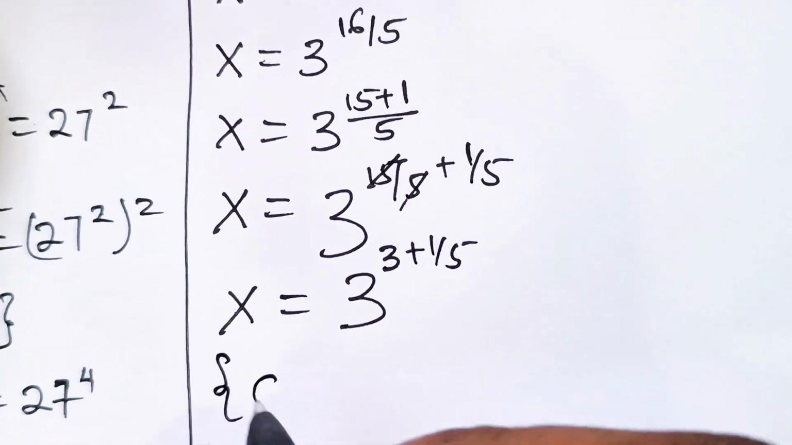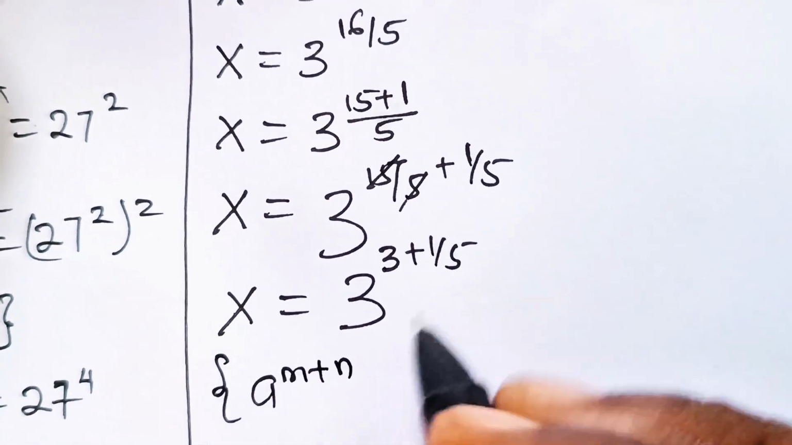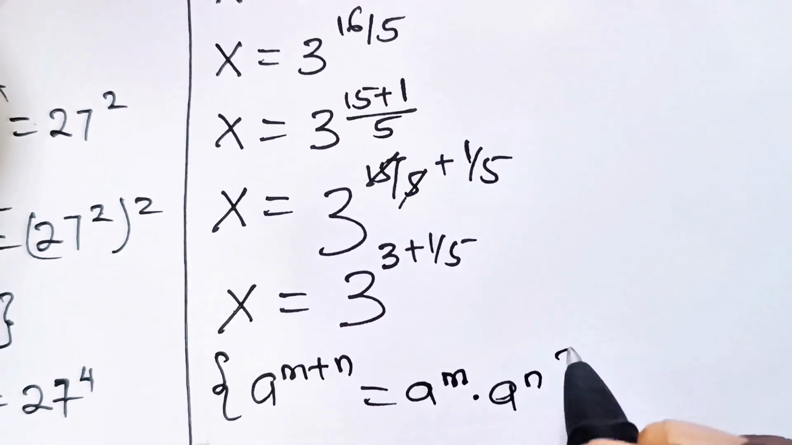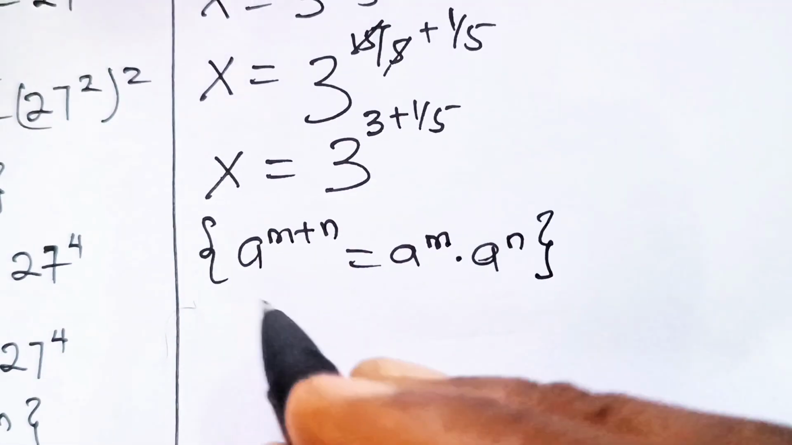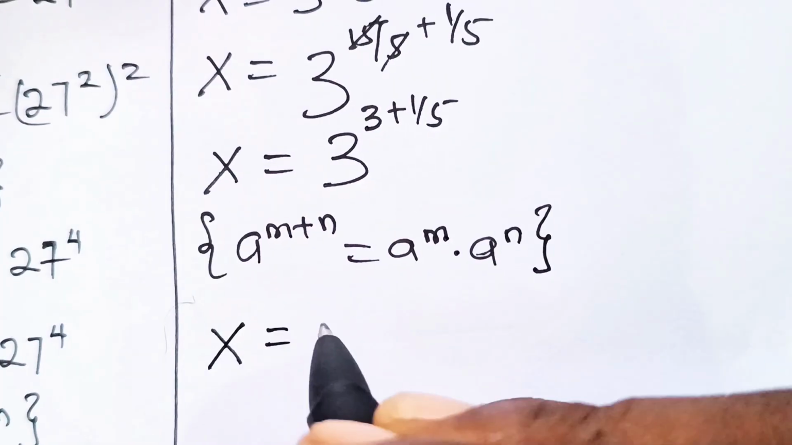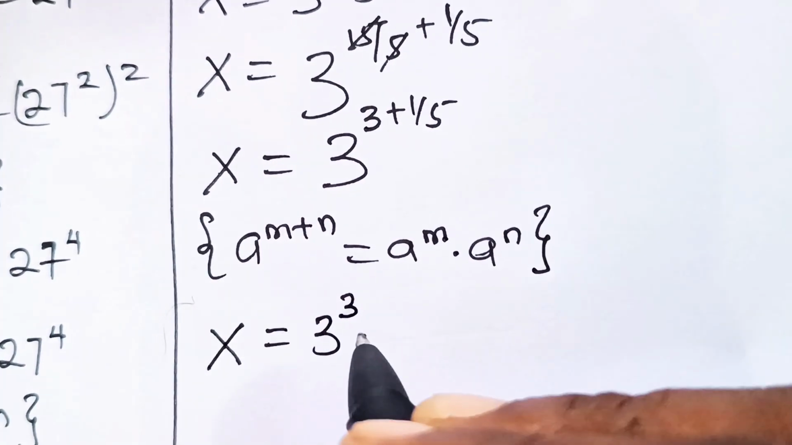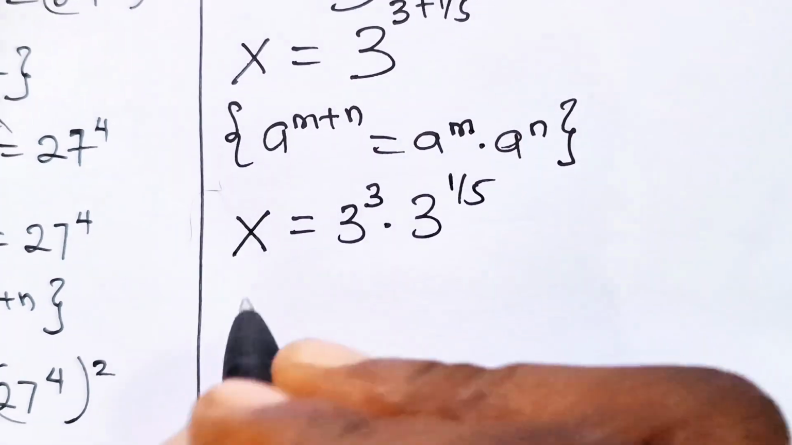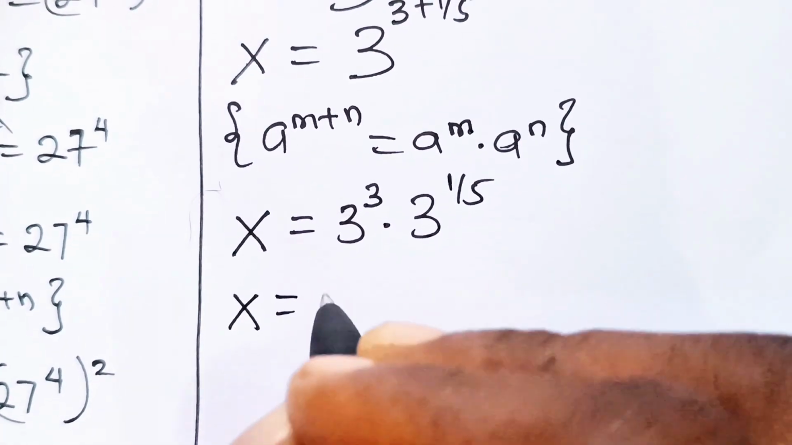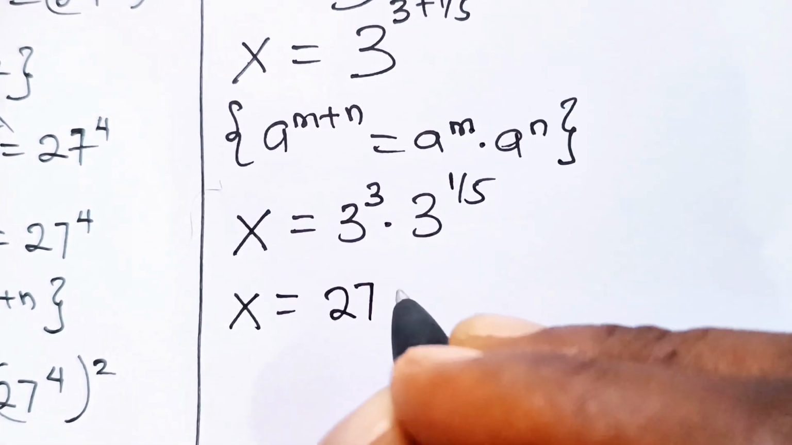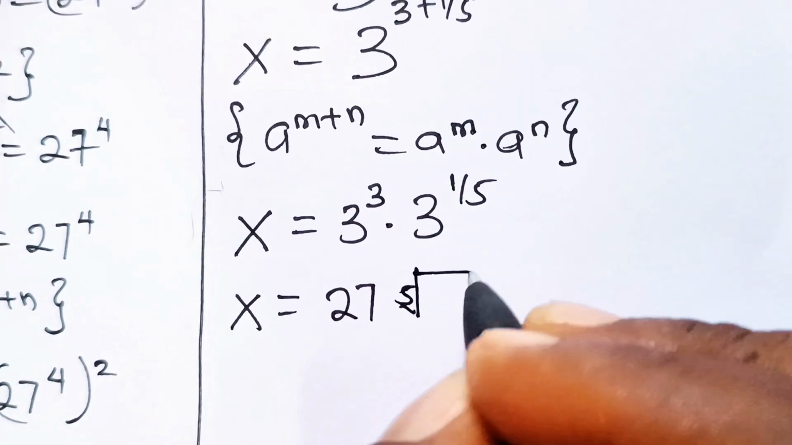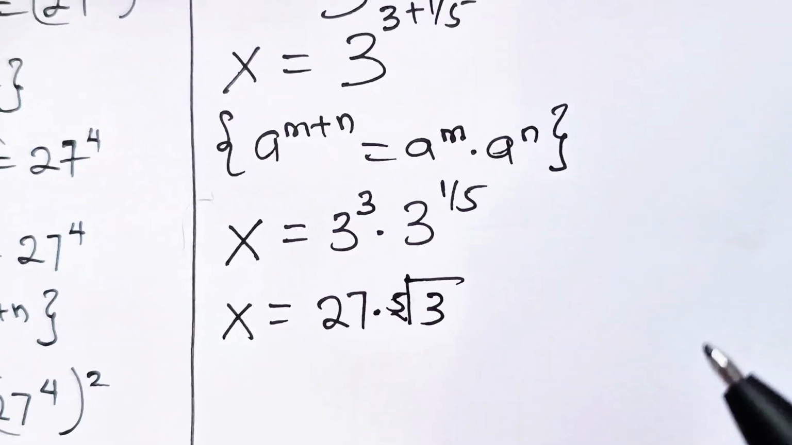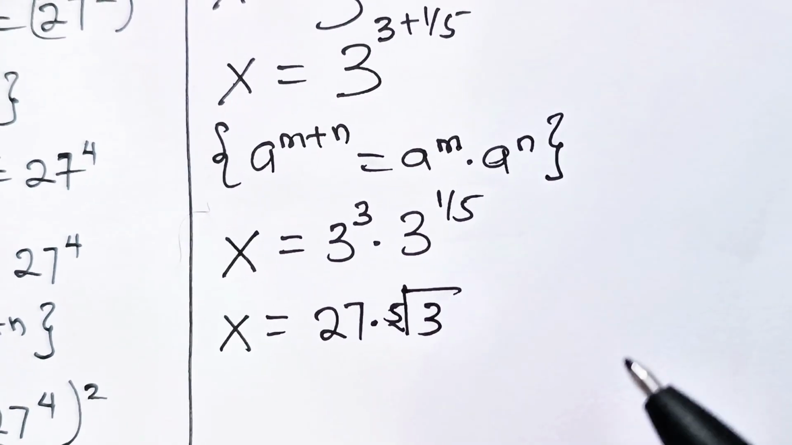Now note that a to the power of m plus n is equal to a to the power of m multiplied by a to the power of n. So we have x is equal to 3 to the power of 3 multiplied by 3 to the power of 1 over 5. So x is 27, and this is the same as the 5th root of 3. So 27 multiplied by the 5th root of 3. And that is the answer.